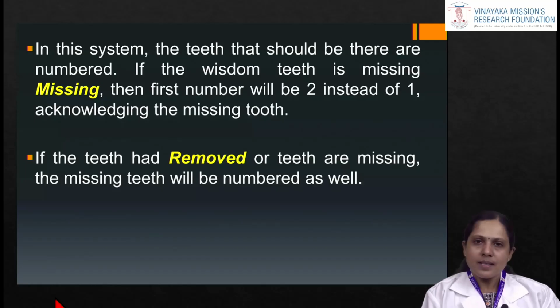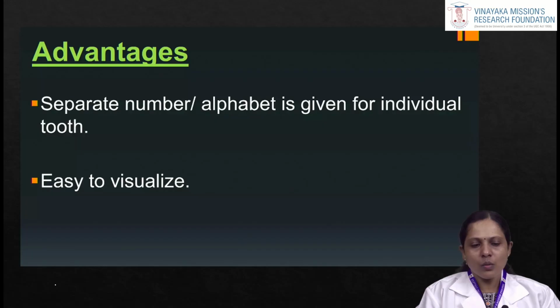Okay, so in this system, each and every tooth is given a number. Even the wisdom tooth is given a number. So if it is missing also, that respective tooth will be given a number. Okay, even if it is removed also, the tooth will be numbered as well. So advantages include separate alphabet or number is given for individual teeth and it is easy to visualize.